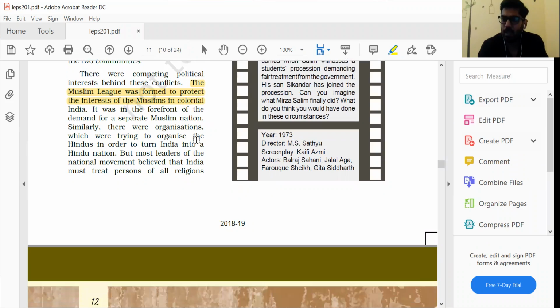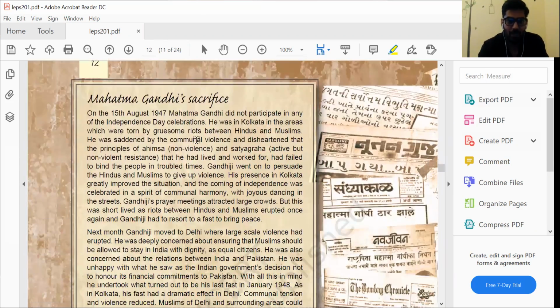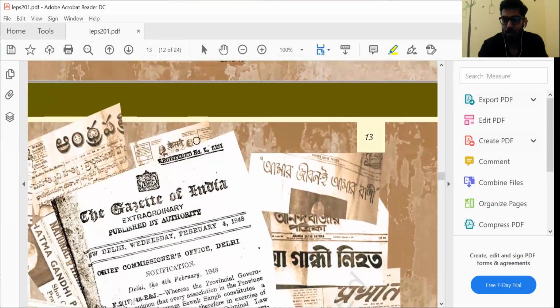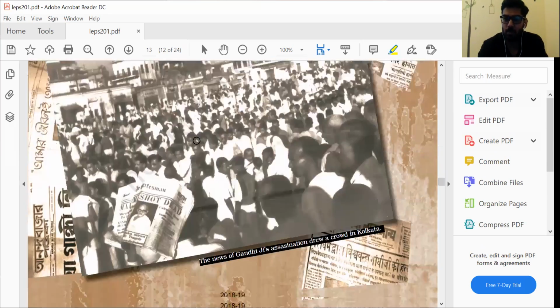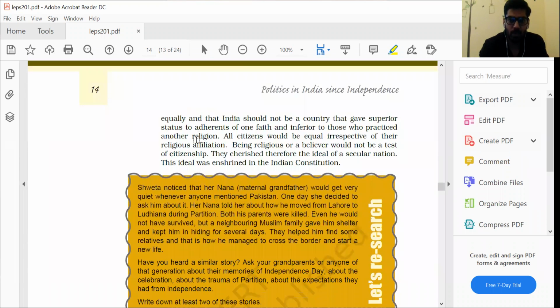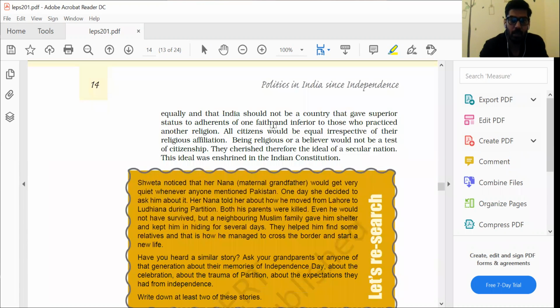So they got what they wanted, but India said no, we will not make India a Hindu country. We will make it a country for everyone, where everyone can come and live peacefully. India should not be a country that gives superior status to adherents of one faith and inferior status to those who practice other religions. Whatever religion you choose to follow, or even if you are an atheist, you will have your rights guaranteed by the constitution in the democracy of India.